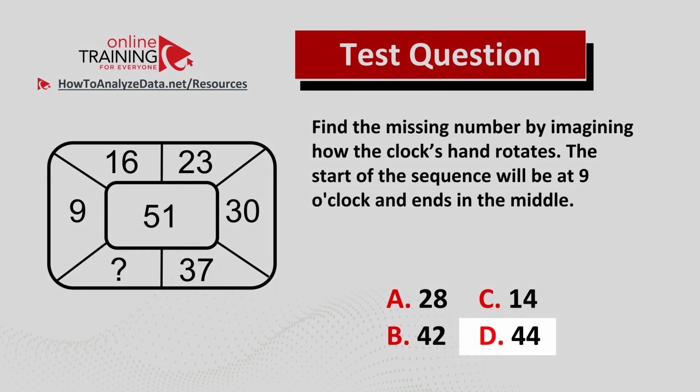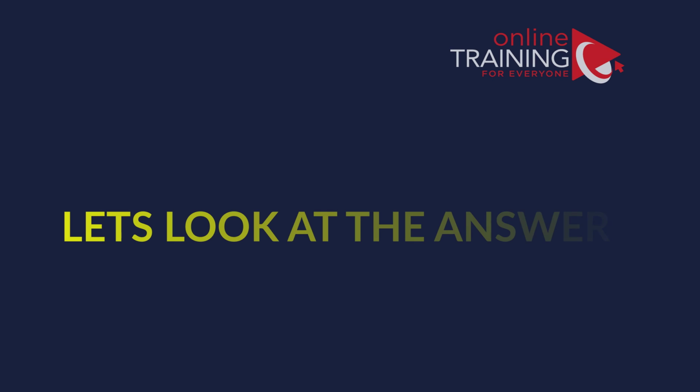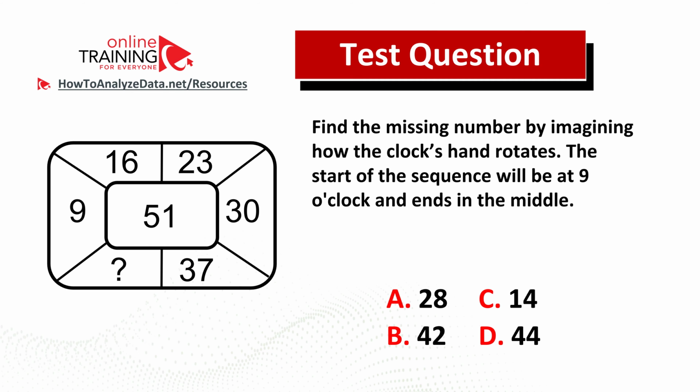Do you think you know the answer? Now might be a good time to pause this video to see if you can come up with the answer on your own. Did you come up with the answer? Let's continue to see if we can solve this challenge and get to the correct solution together. Before we jump to the solution, I want to pinpoint the sequence. The start of the sequence is at 9 o'clock with the number 9. The next number would be 16. Next would be 23, 30, 37, then the missing number, and then 51. Now let's jump to the solution.